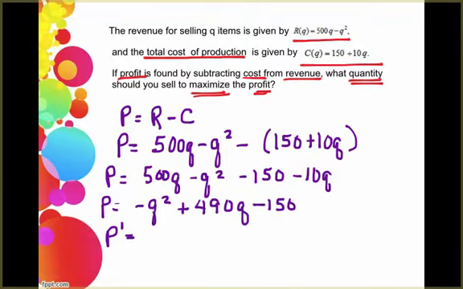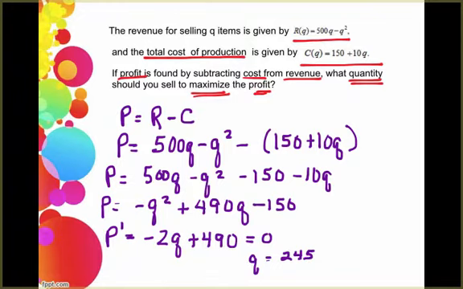And now I need to take my derivative because I want to find my maximum profit. So P prime would be negative 2Q plus 490. Then I want to set it equal to 0 so I can get my critical points. If I solve that, I'm going to get that Q is 245. Now, to double check that, if I look at P double prime, I would get negative 2.